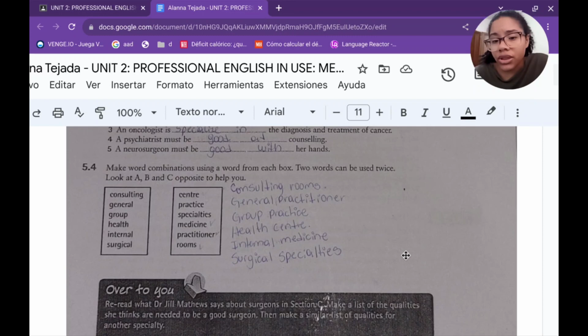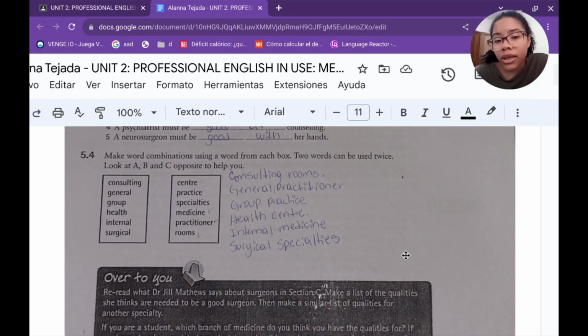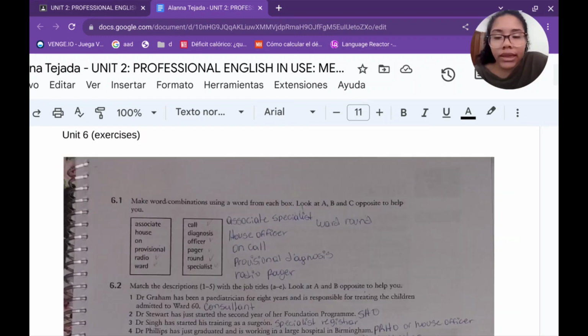Make word combinations using a word from each box. Two words can be used twice. Look at A, B, and C opposite to help you. We got consulting rooms, general practitioner, group practice, health center, internal medicine, surgical specialties. Unit 6. Make word combinations using a word from each box, looking at A, B, and C opposite to help you. So the combinations that I did were associate specialist, house officer, on call, professional diagnosis, radio pager, ward round.